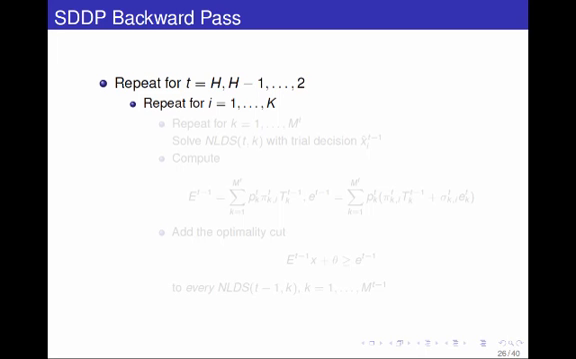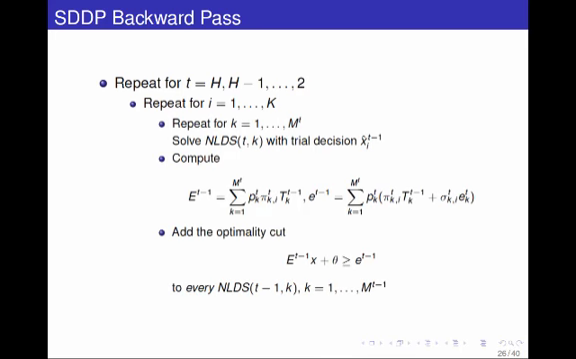So what I'm going to do is loop over all of the scenarios of the last time period, but solve them for the x_i of the previous time period for all possible i. So that's going to give me K optimality cuts that I compute like this. So again, here I'm looping over all the possible scenarios of that time period, and I'm solving the NLDS that corresponds to that k with this trial decision. And I'm going to solve this for all possible trial decisions. I'm going to generate all the possible optimality cuts.